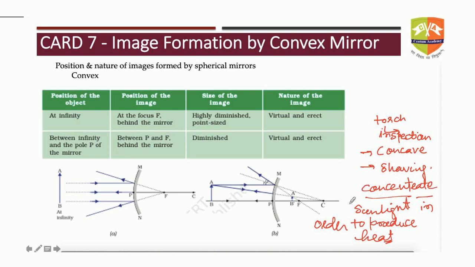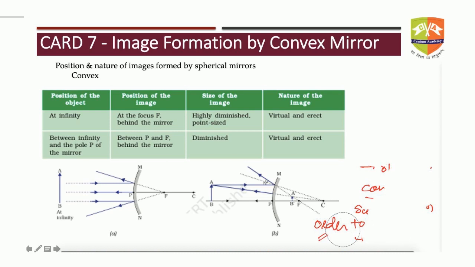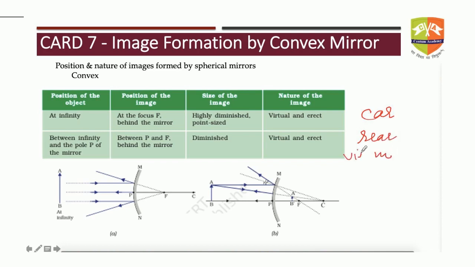So this is for the convex mirror. There are only 2 types. If it is at infinite, you know that the light beams would be parallel to the principal axis and they'll appear to be meeting at the focal point. Hence a virtual and erect image is formed, which is highly diminished because it is a point size image. And between pole and infinite, anywhere you put, you see that a diminished image, which is virtual and erect, would be formed here. So for virtual and erect, there are only 3 cases. The 2 cases are in convex mirror, which is infinite, and between pole and infinite anywhere.